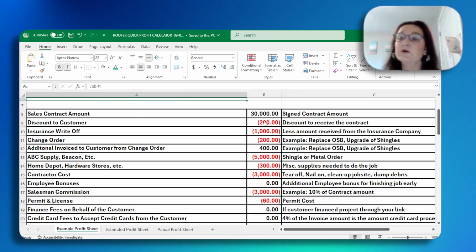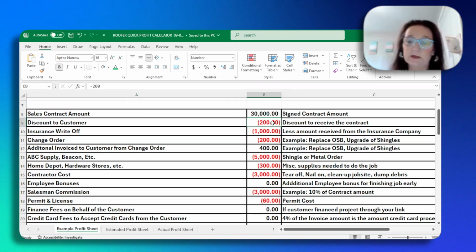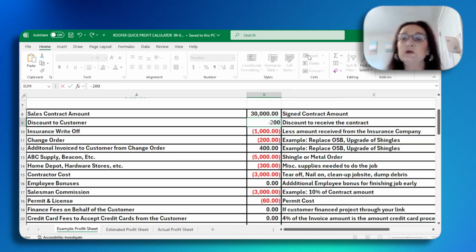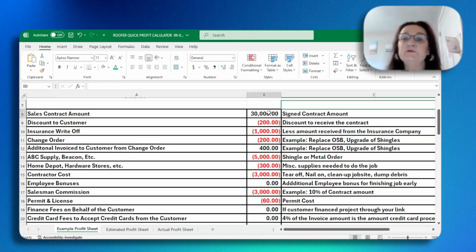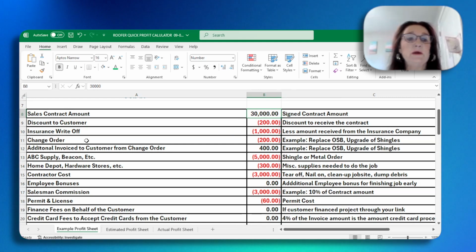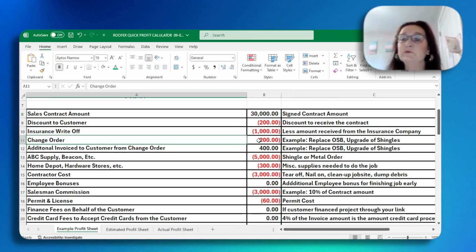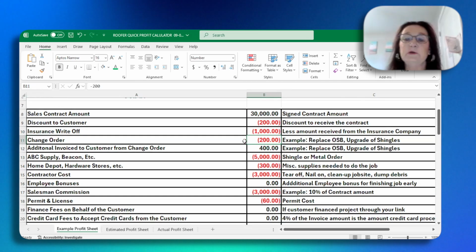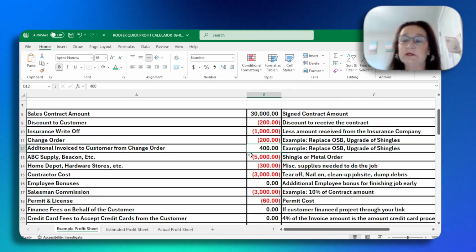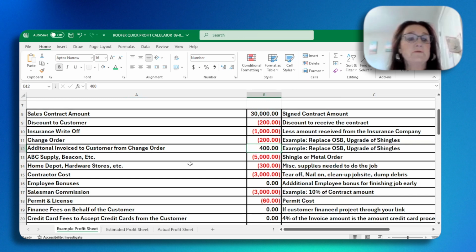And if you are going to use the Excel spreadsheet, then you can just click here and click your minus sign, minus 200, and it will show up as a minus. If you just put the solid number in without the minus, that is the income. Okay. And then if you do have a change order, so you had to replace OSB, then you can put it here, and then the additional amount that you're charging the customer. So you're making some profit on that.